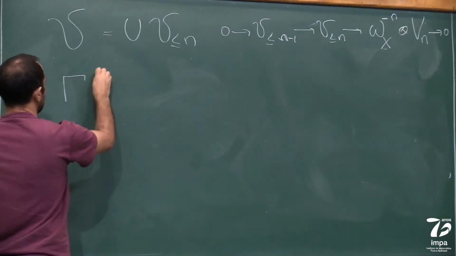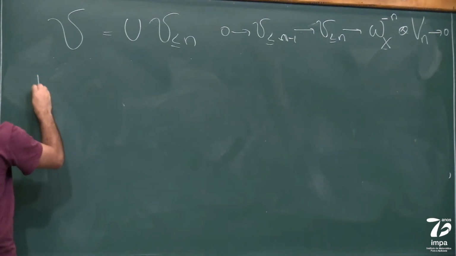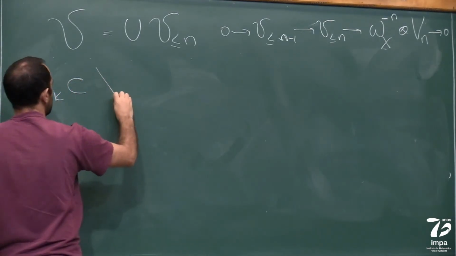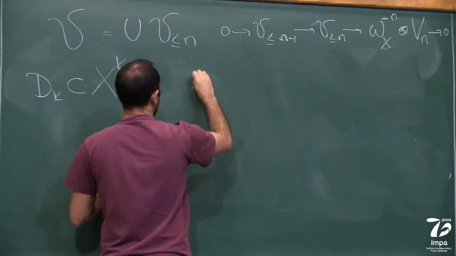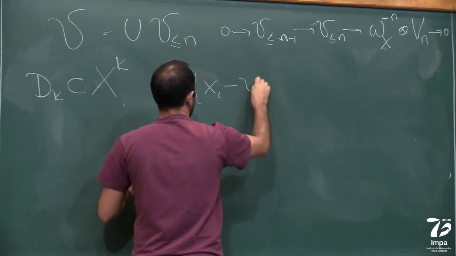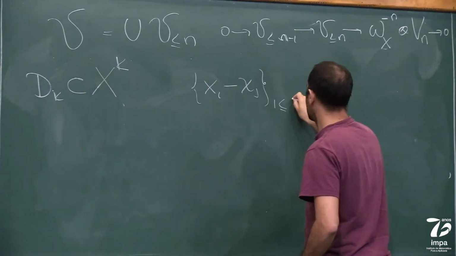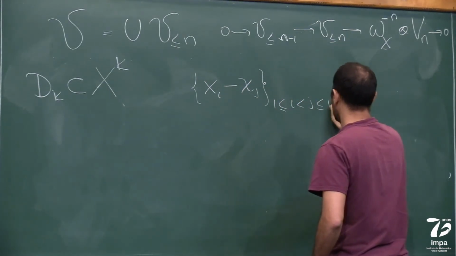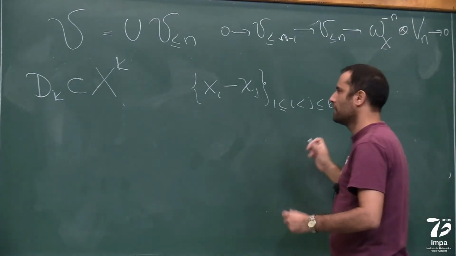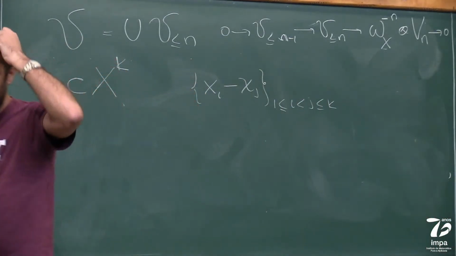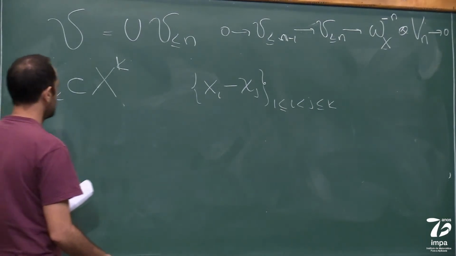What we need is the following. I'm going to take D_k inside of X^k. It's going to be a divisor, given by the diagonal guys, x_i minus x_j, where 1 is less or equal than i, less than j, less or equal than k. Or I'm going to allow singularities at my marked points. I was using x_i's for the marked points, so this is probably a bad idea.